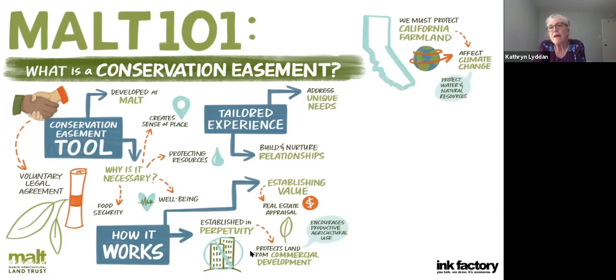And of course, in addition to its agricultural resources, Black Mountain Ranch has amazing natural resources, just rich riparian areas. It's a home to Marin's native plants and animals, and an important watershed as well.